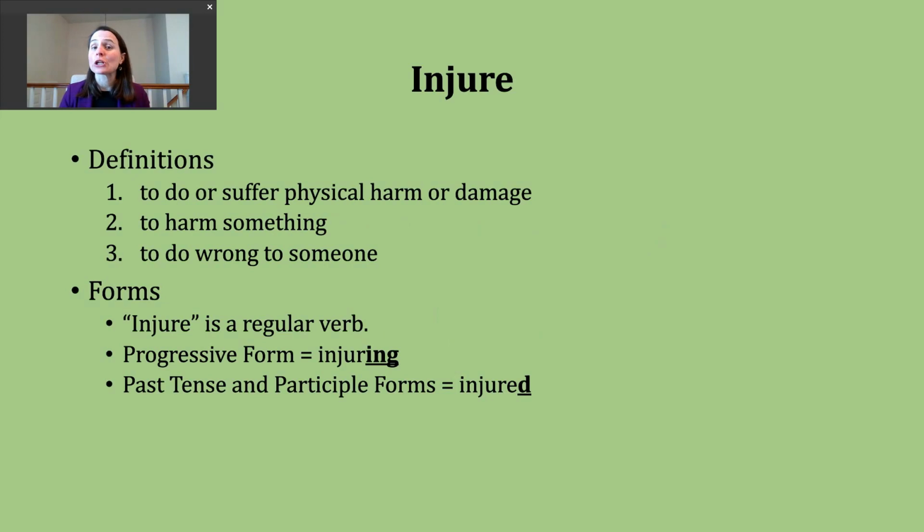The first way you are likely to hear the verb injure used is to mean to do or suffer physical harm or damage. So this first definition is really referencing people, right? So we can use this verb to talk about if we're causing physical harm or damage to another, or if someone has caused physical harm or damage to us.